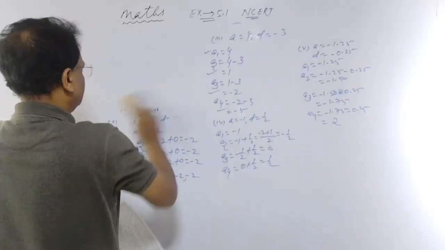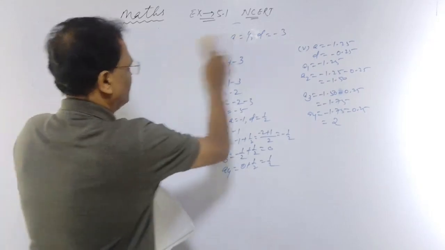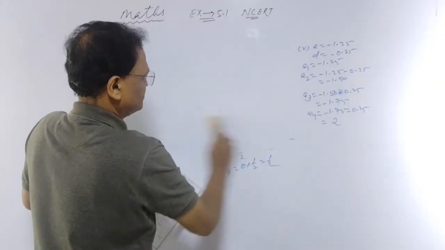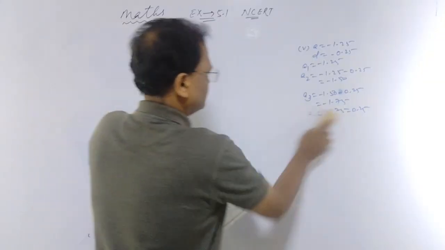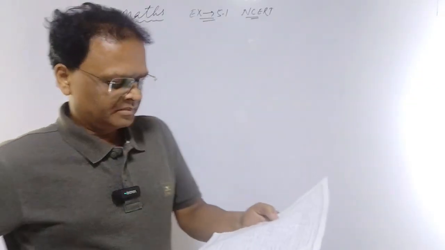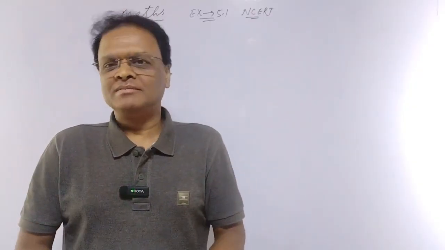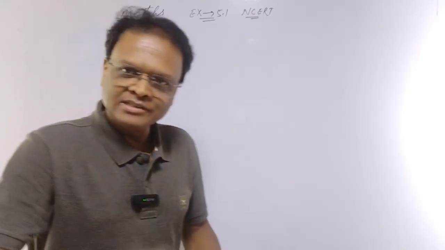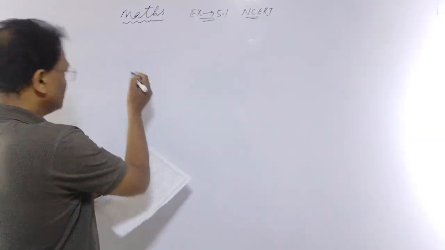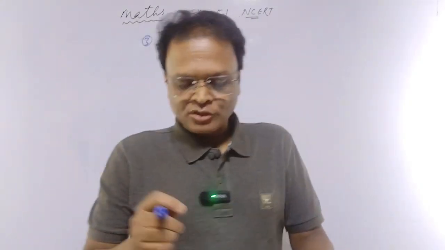So in this we found the terms, the first four terms. Let's see what question number 3 says. Question number 3 is: for the following APs, write the first term and the common difference. Very simple. It's completely opposite. He has given the series and is asking us to find the first term and the common difference.